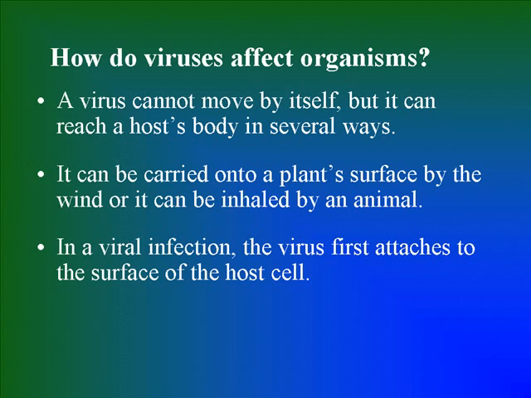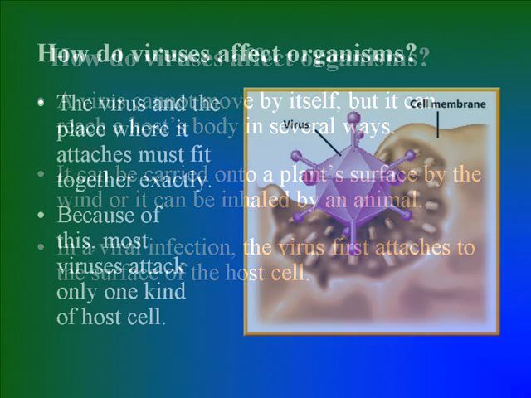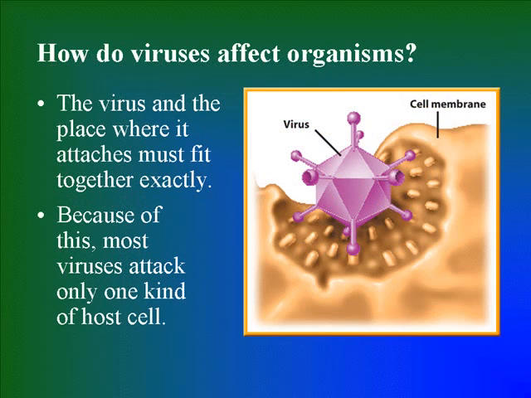Okay, now, in a viral infection, the virus first attaches to the surface of the host cell. It lands on that cell. Then, as you can see in the picture, once it lands on the cell, it attaches to these enzymes that it needs to recognize. And that's why it can often only attack one kind of cell, because it's almost like a key fitting into a lock. If the key isn't the right one, it won't work, and so it won't be successful.